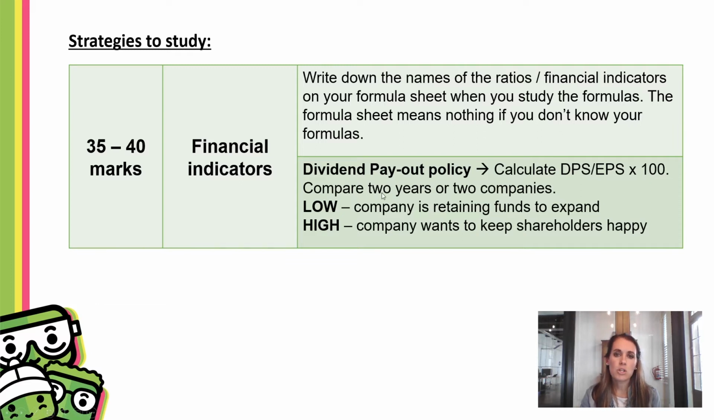And normally in a question, we'll compare 2 years with each other, or we'll compare 2 companies with each other. If the percentage is small, low, then it means the company is actually keeping funds back to expand in future. So they are not paying out money towards their shareholders. If the percentage is big and high, then it means the company actually wants to keep their shareholders happy and they are paying out as much of their funds as possible to the shareholders. So that is something that you need to write down because, as I said, it's not in a textbook.